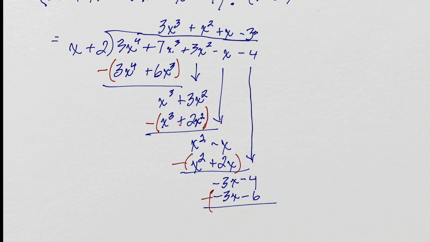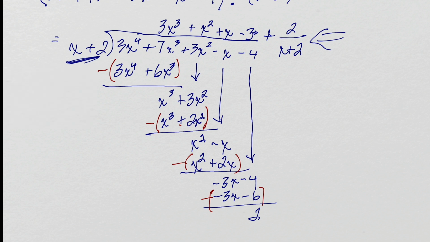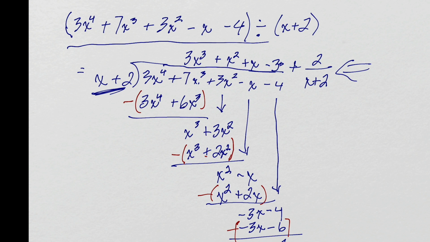Let me go ahead and put in my little minus signs here. And so when I subtract negative 3x minus negative 3x, I get a 0. Negative 4 minus a negative 6 gives us a positive 2. And that is, friends, our remainder. And I will put that in the color blue. So plus 2 over the divisor, x plus 2. I said minus, but I wrote plus. So this is the quotient of the problem that we started with.